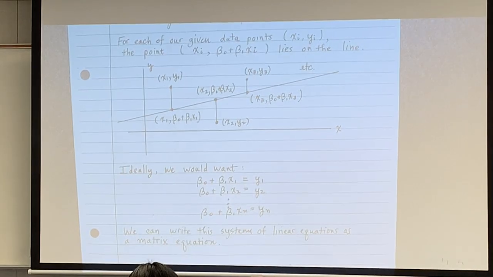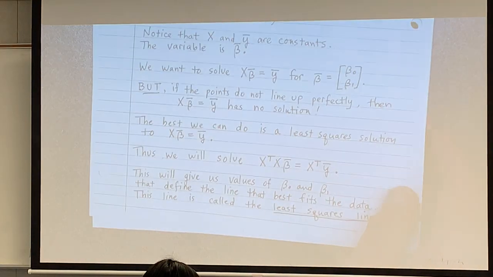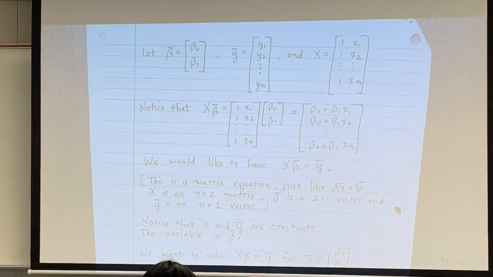So we can write that. That's a system of linear equations in the variables beta 0, beta 1. We have an awful lot of equations for just 2 variables. Chances are that system is going to be inconsistent because we have so many conditions on those 2 variables, right?